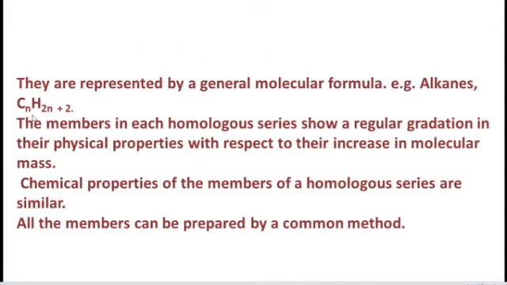Then the next property, they are represented by a general molecular formula. Example, alkanes. General molecular formula of alkane is CnH2n plus 2. This is the general molecular formula. The members in each homologous series show a regular gradation in their physical properties. That is regular gradation, different from the first to second group, second to third group. Physical properties regularly increase with respect to the increase in molecular mass.